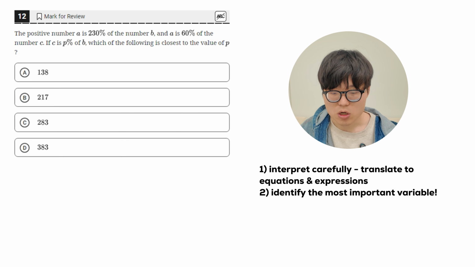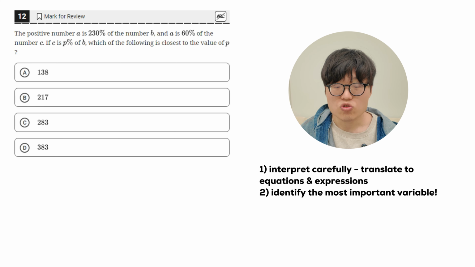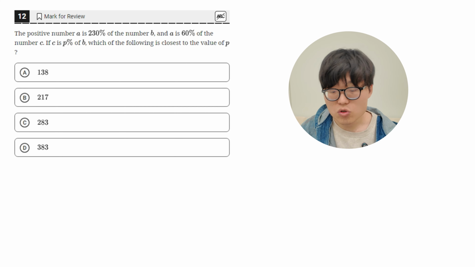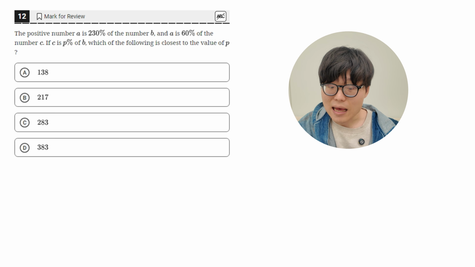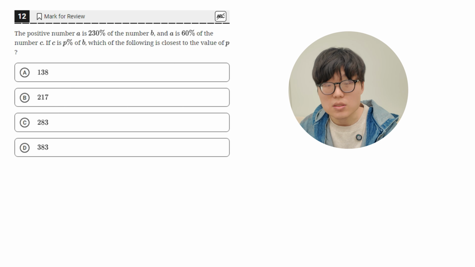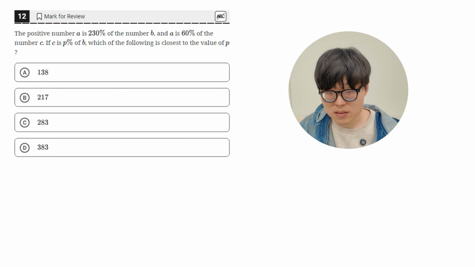1, interpret the sentence carefully and translate it into equations or expressions to simplify the question. 2, identify the most important variable. Now, how would you do this? Usually, in the majority of cases, the most important variable, aka the answer that the question is trying to ask for, is given at the end of the sentence. So make sure you link that asked variable with the equations or expressions that you have previously interpreted.